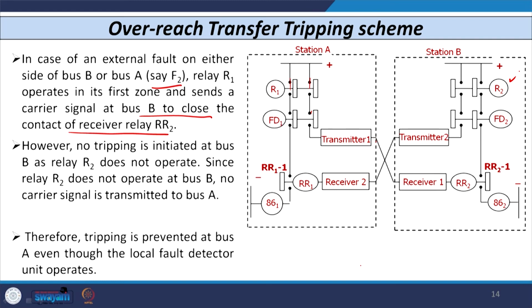As R2 is not going to sense the fault, no signal is transmitted through transmitter 2. So, no signal is received at receiver 2 at substation A. So, this will also remain in open condition. So, even though relay R1 operates, as this is in open condition, no tripping command is given or initiated. Therefore, the tripping is prevented at bus A, or similarly at bus B, through the local fault detector unit contact. So, that is an important point as far as overreach transfer tripping is concerned.